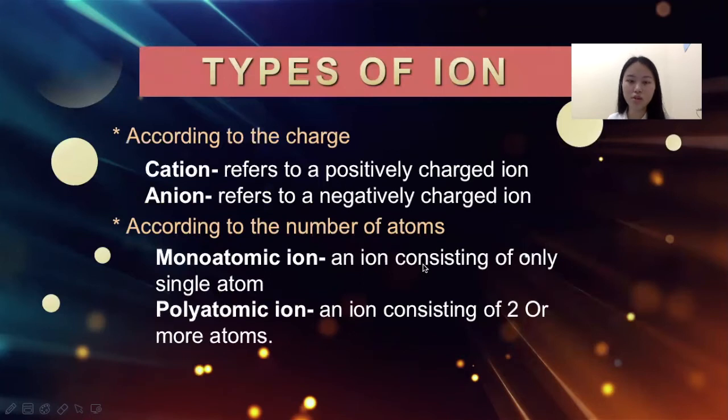So there are two types of ion according to the charge and according to the number of atoms. According to the charge, there are cation and anion. Cation refers to positively charged ion, while anion refers to negatively charged ion. And according to the number of atoms, there are monoatomic ion and polyatomic ion. Monoatomic ion is an ion consisting of only a single atom, while polyatomic ion is an ion consisting of two or more atoms.